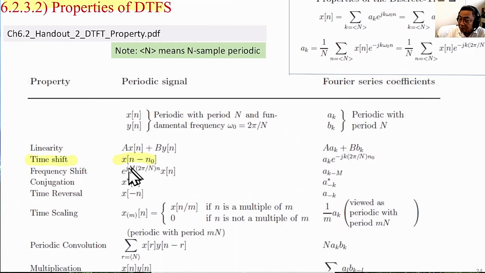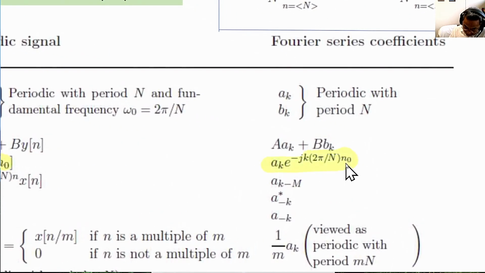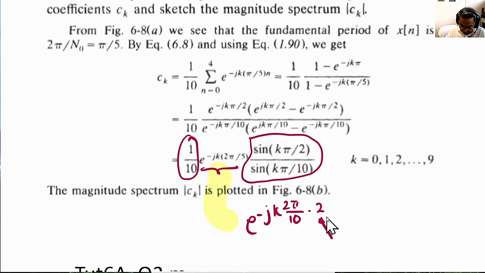Basically when we have x[n], we get the coefficients a_k, but for x[n - n0], each of these coefficients is multiplied by e^(-jk(2π/N)n0). Now remember this, and let's go and see our answer again. Because we are delaying by 2 samples, this is the equation e^(-jk 2π/10 · 2), where 10 is N, and now it reduces to 2π/5.